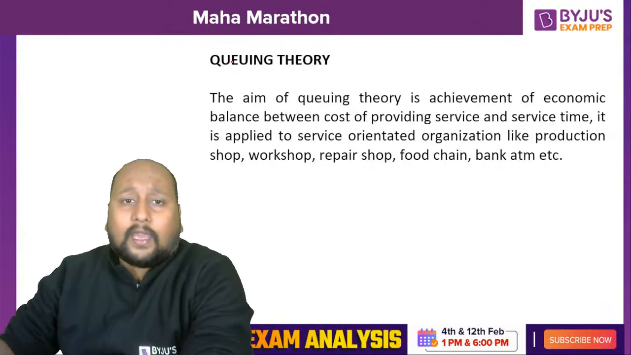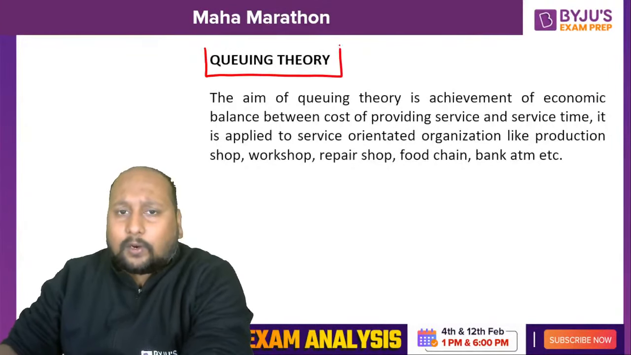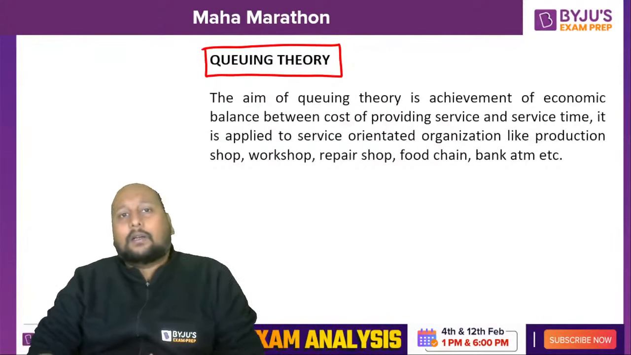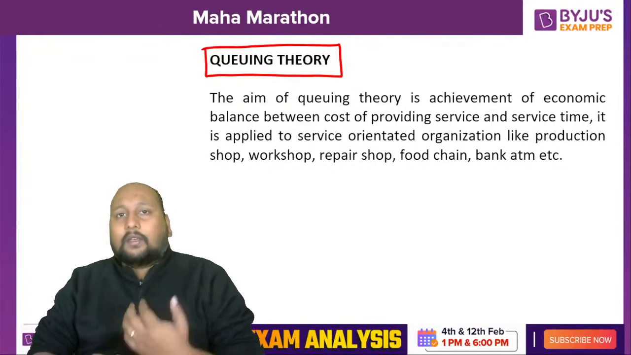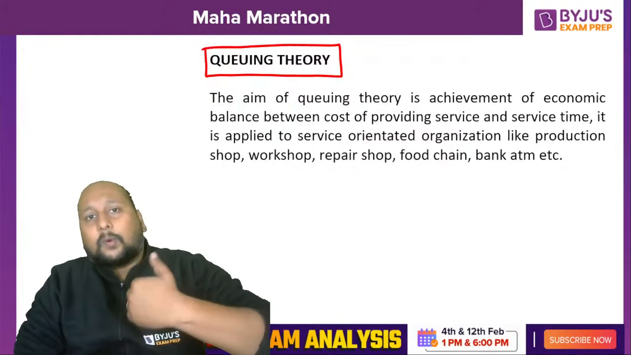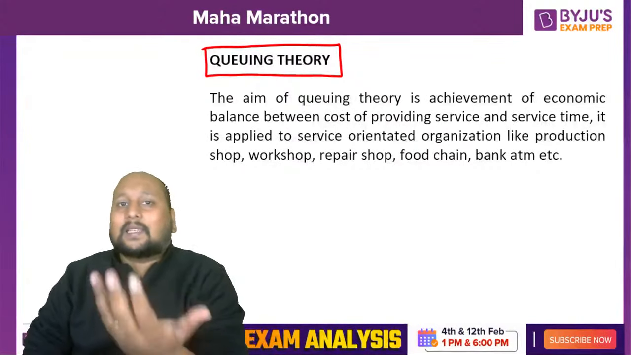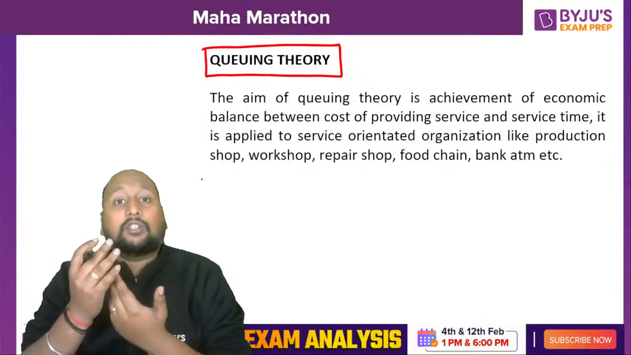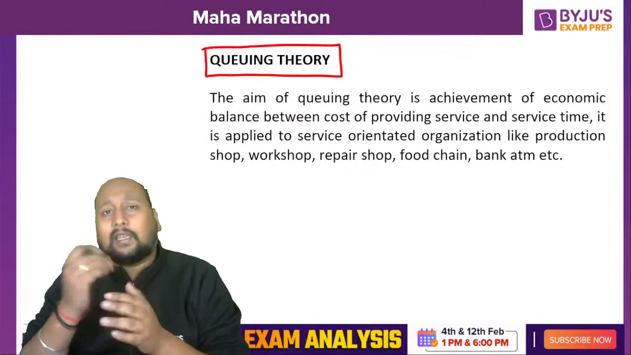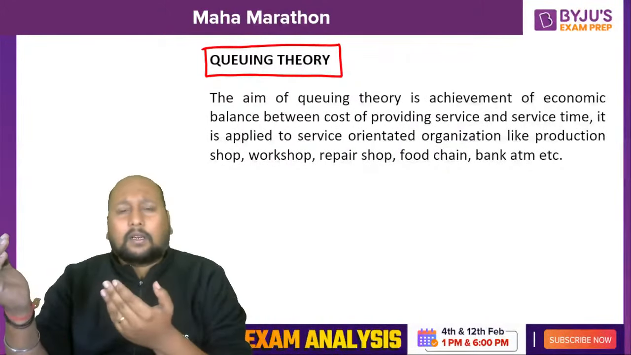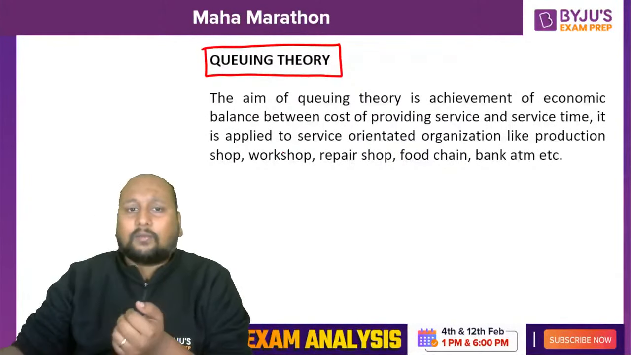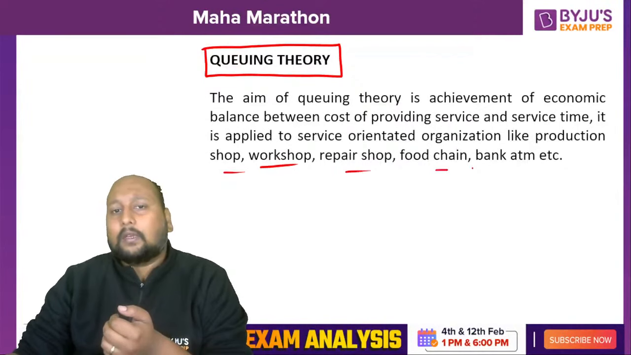In queuing theory, it is always implemented in a service organization where the server is providing service and the customer is taking service from that. The best examples we have already seen are food counters like KFC and McD, banks, and ATM machines. There we implement queuing theory.